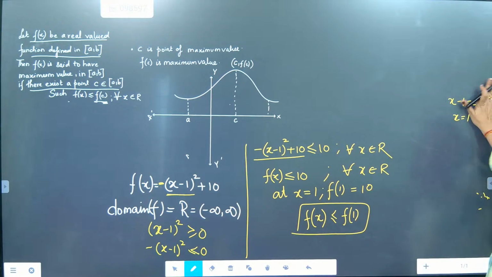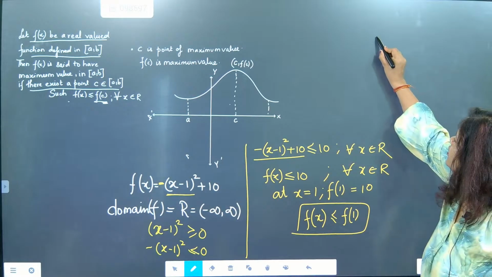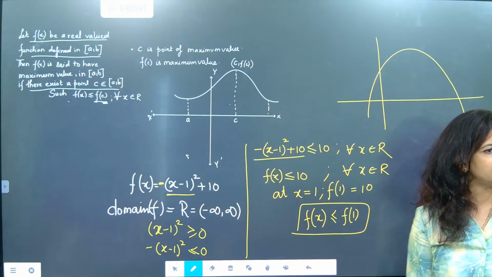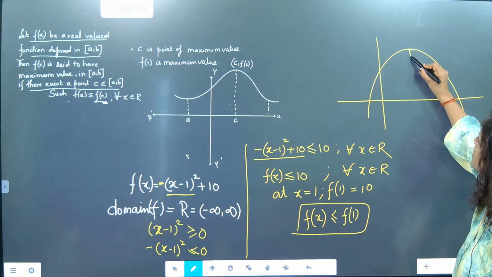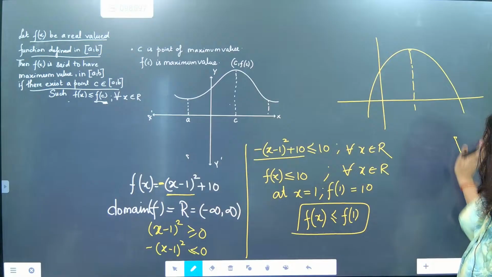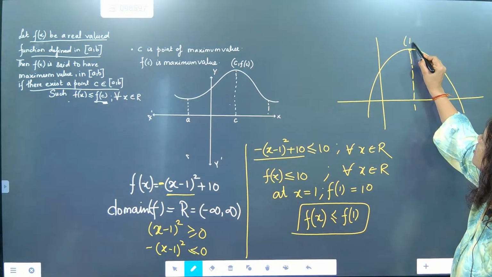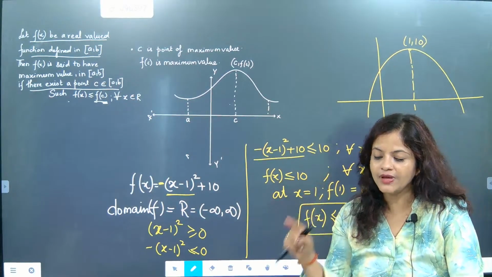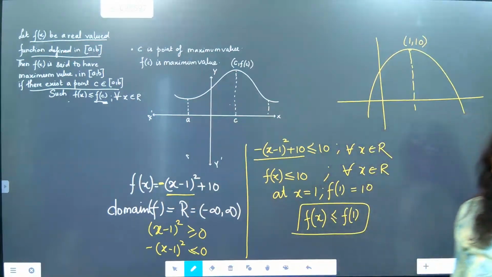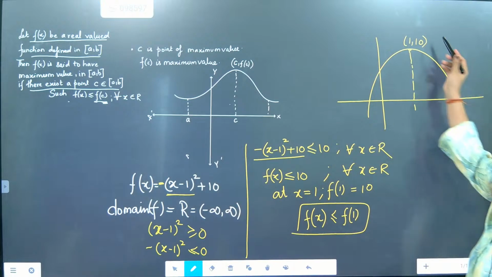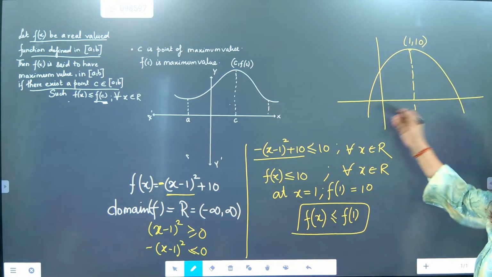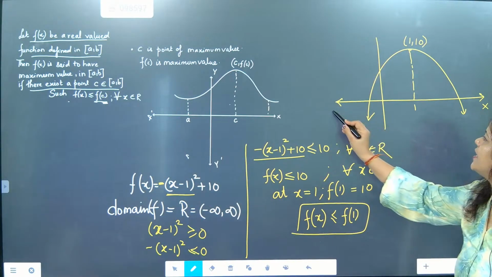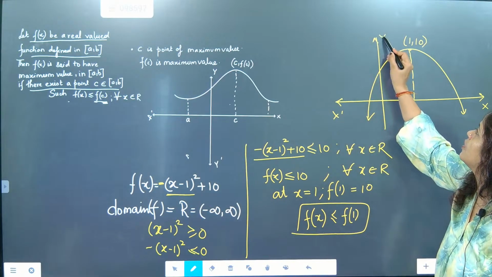So if I draw this, what am I going to get? Let's see, we'll draw it like this. Now beta, what is the value of c coming as? At 1, you are getting the point 1 comma 10. When x is equal to 1, f of 1 will be equal to 10. So this is exactly the point. And here it will go from minus infinity to plus infinity, because the domain itself tells us it goes from minus infinity to plus infinity.